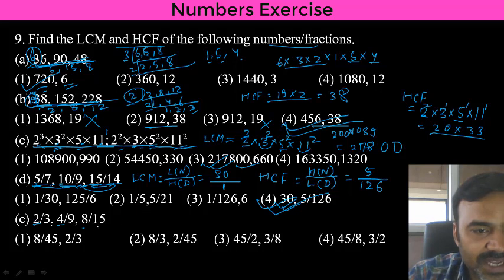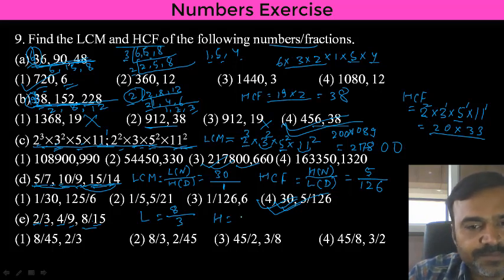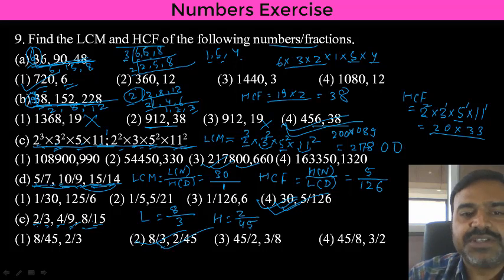2 by 3, 4 by 9, 8 by 15. So LCM will be LCM of numerator, that is 2, 4, 8. LCM will be 8. And HCF of denominator, that is 3, 9, 15, HCF will be 3. And similarly HCF will be HCF of numerator, that is 2, 4, 8, so it is 2. And LCM of denominator, that is 3, 9, 15 is 45. So 8 by 3 and 2 by 45. Look at the options. So second option is the correct one. Okay. Let's go to the next question now.